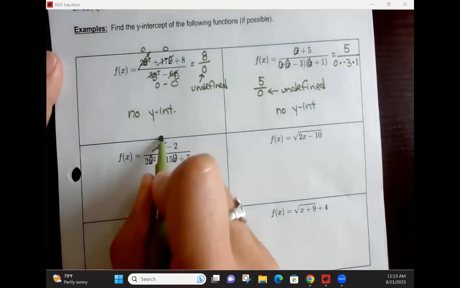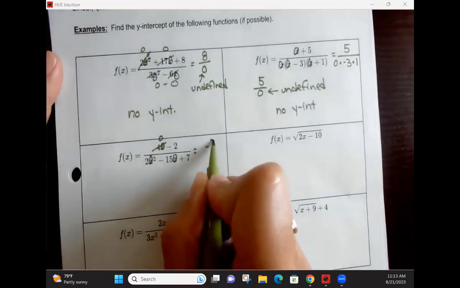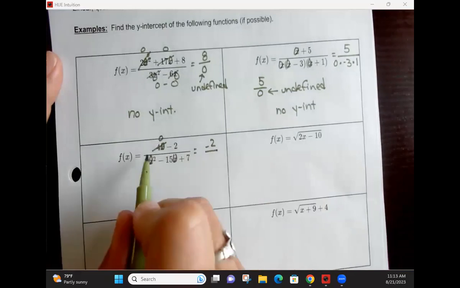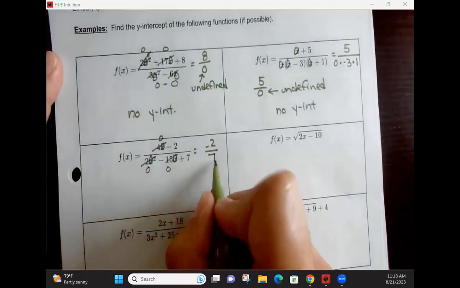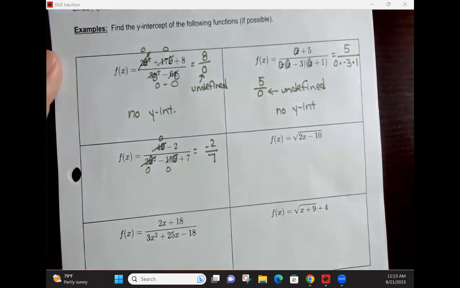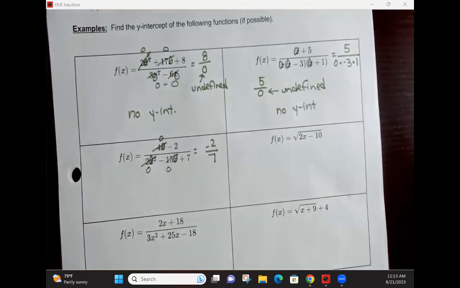So this would be 0 minus 2 on top, which is -2. And then 0 plus 7 on the bottom, -2 over 7. Can I have a y-intercept that's a fraction? Is that okay? I've got some yeses and some nos. Yeah, it's okay to have a y-intercept that's a fraction.